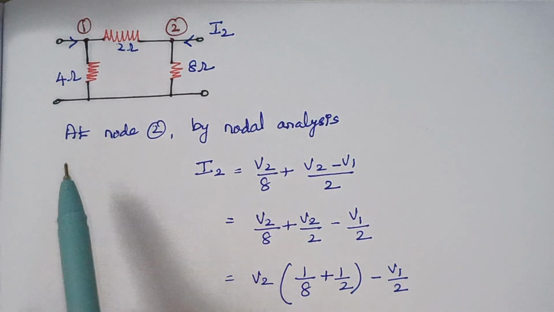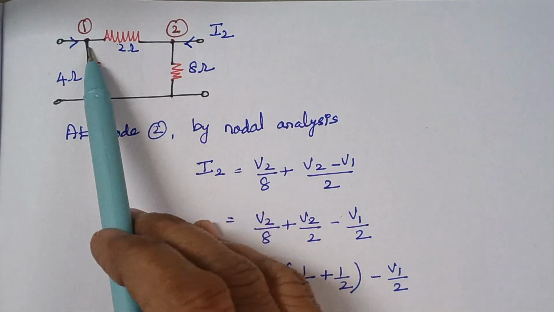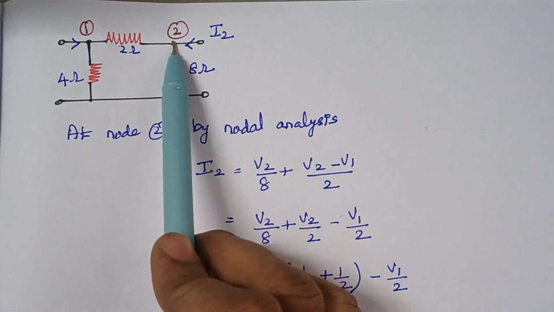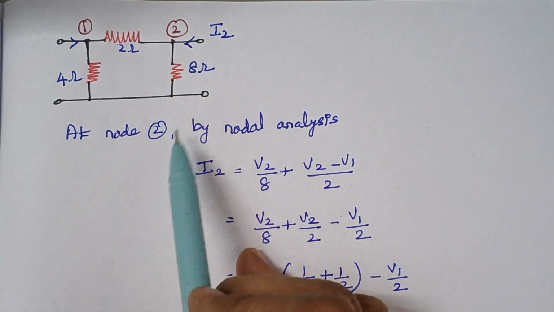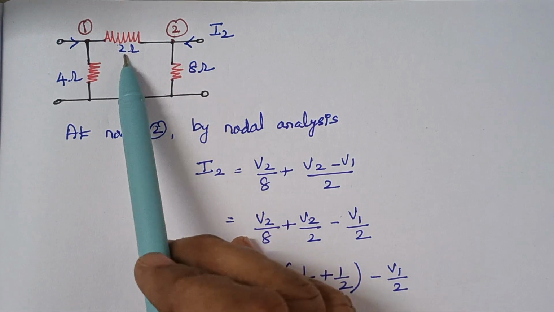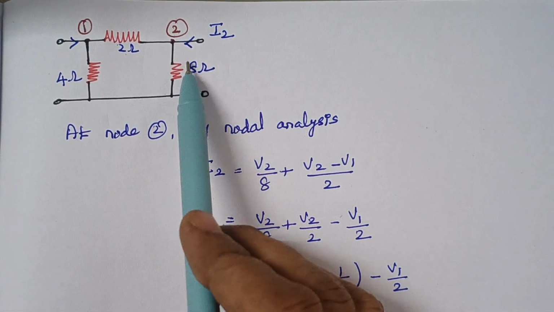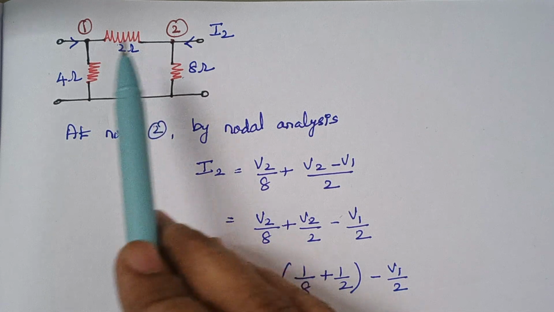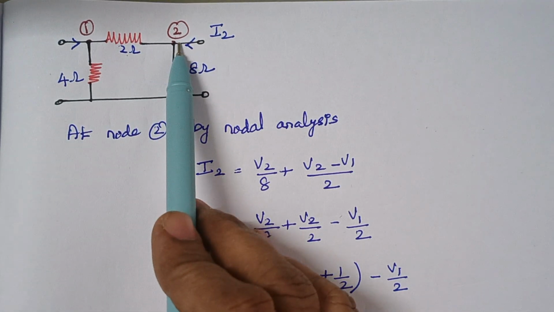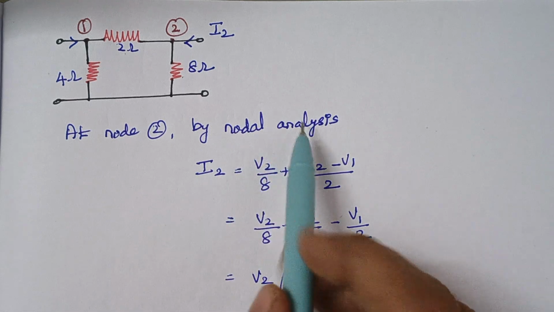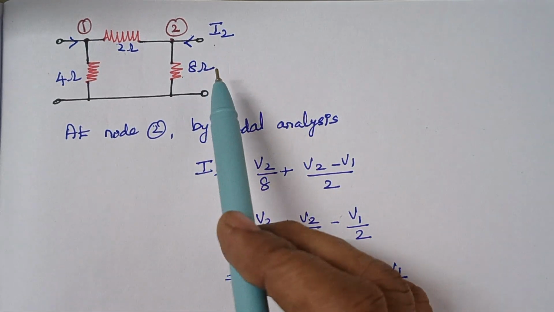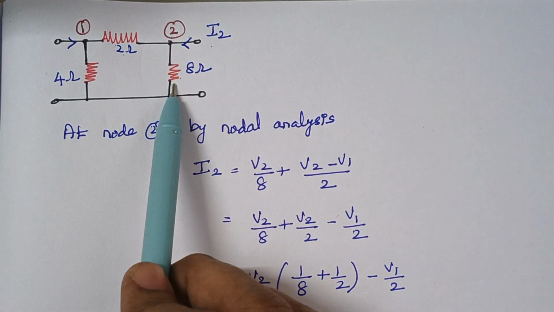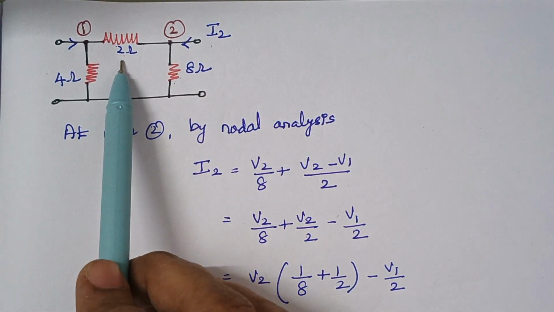So here this is the given network and this is your node 1 and node 2. Now we are going to apply nodal analysis for node 2. When you look at node 2, how many elements are connected with node 2? We have 2 ohm and 8 ohm. This 8 ohm is connected only with node 2, but this 2 ohm is connected between node 1 and node 2. Therefore, by nodal analysis the current is I2, so I2 is equal to V2 by 8 plus V2 minus V1 by 2.